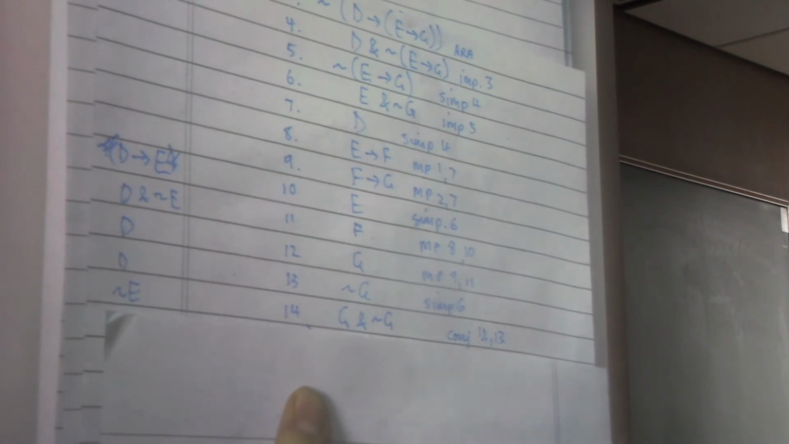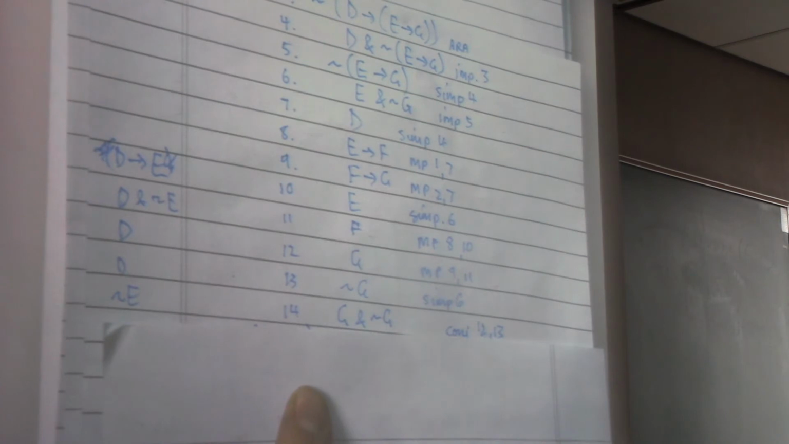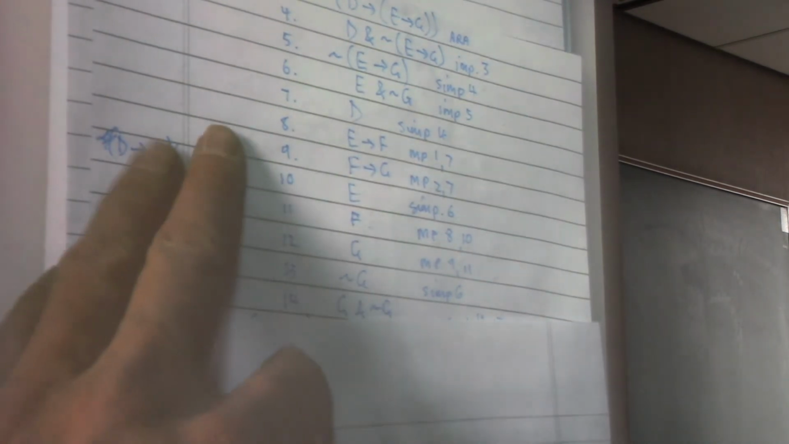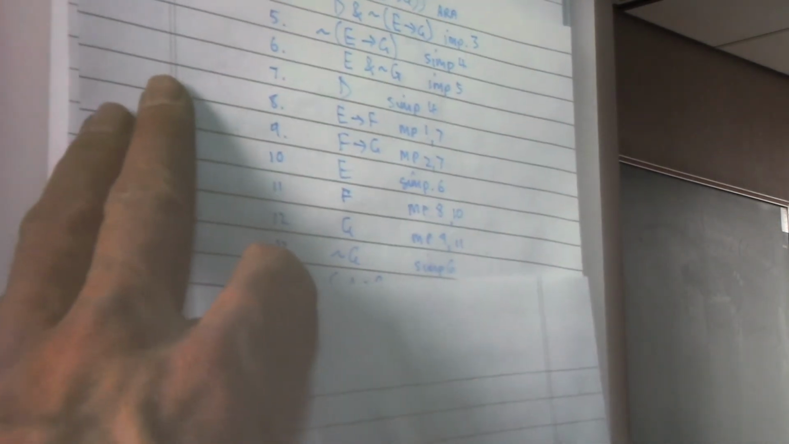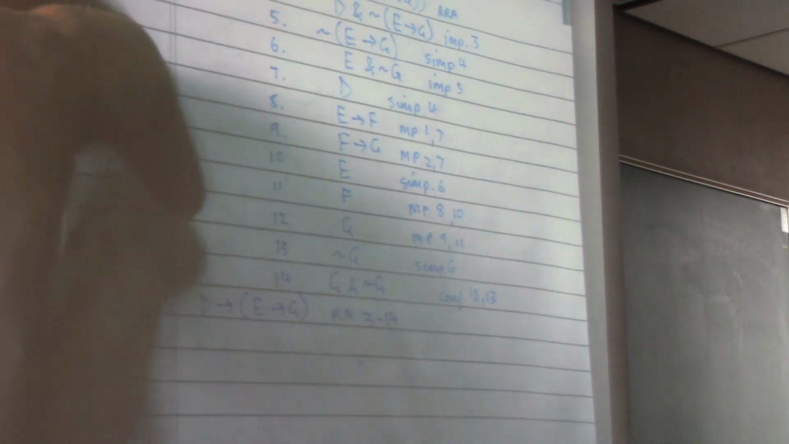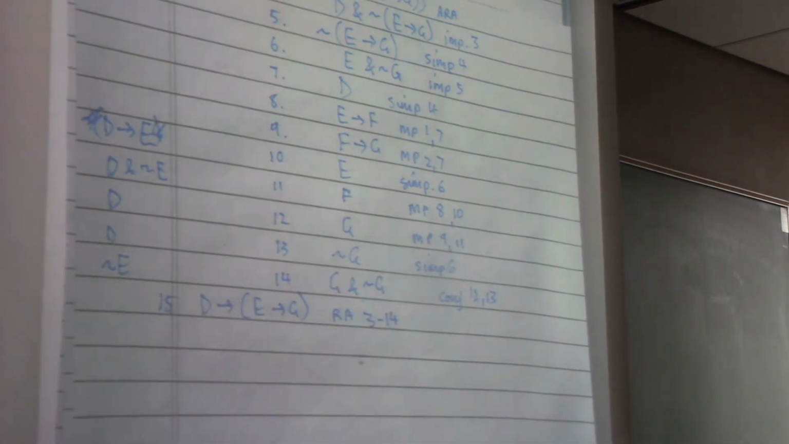All right, so what do I write on line 15? By reductio ad absurdum 3 through 14 in this case. Oops, that was from conditional proof. Yeah, so like that. Notice that it's a hell of a lot longer than the conditional proof. Partly because we didn't know what we were doing.